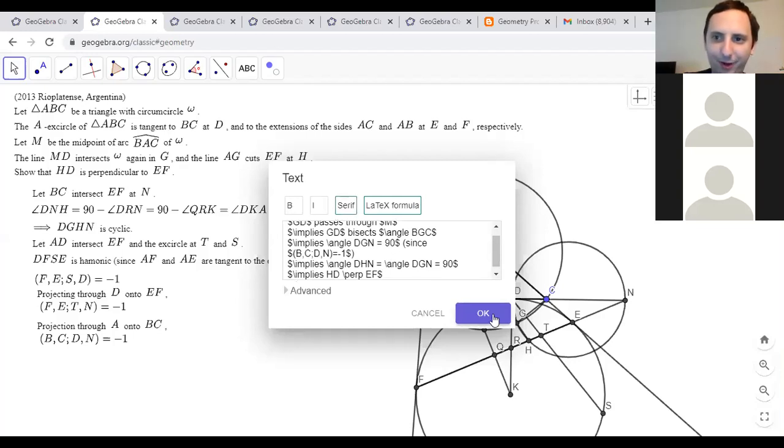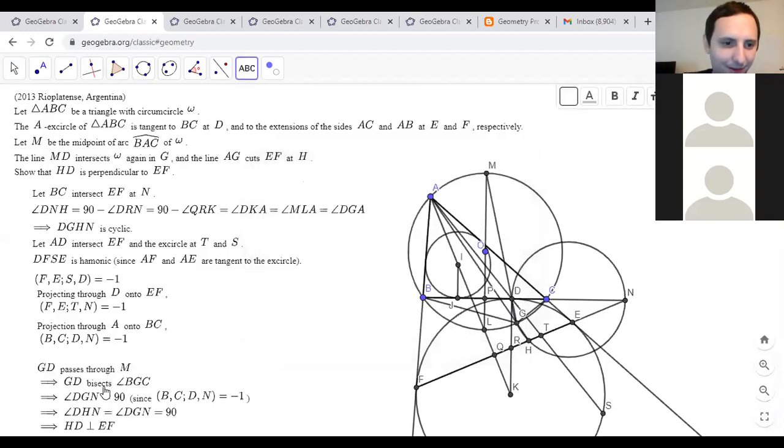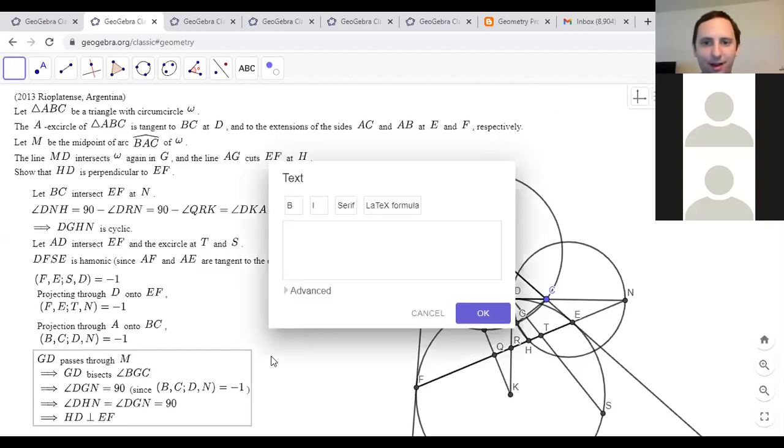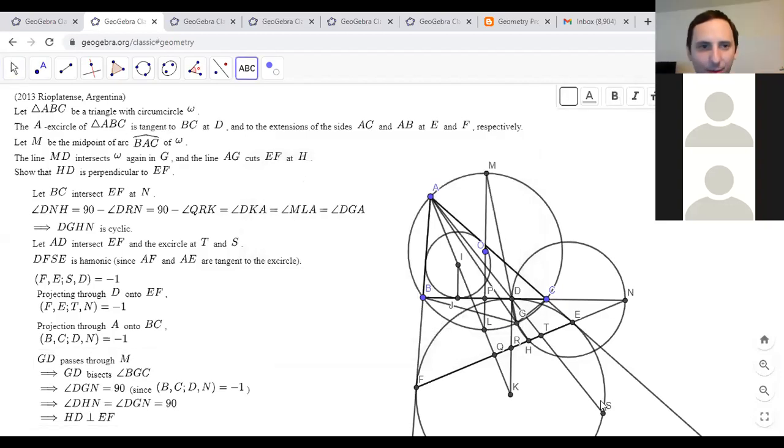So some good teamwork. All right, I like it. So I will move on to the next problem. It's a fun solution.